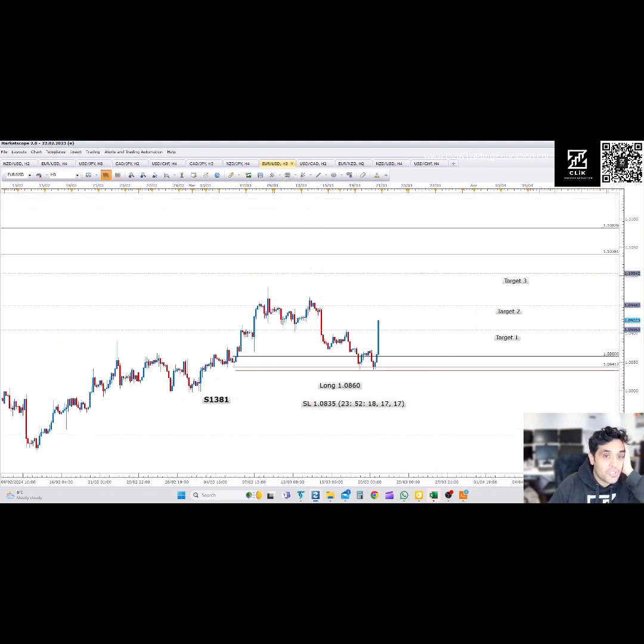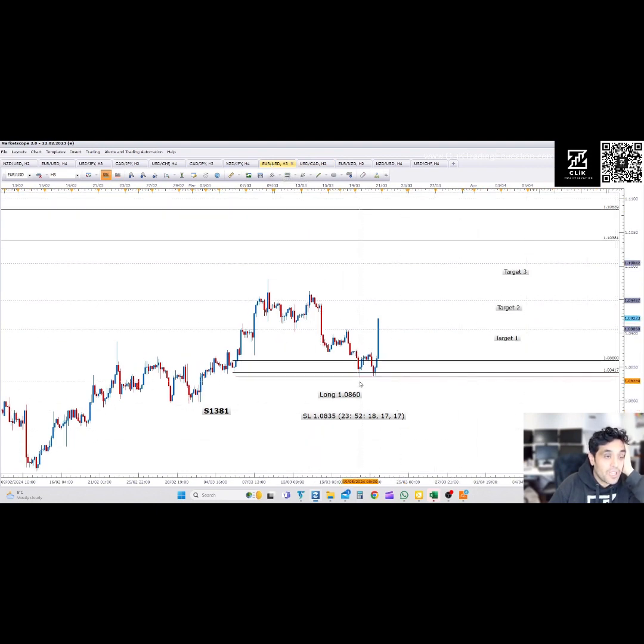Okay, so this was the euro dollar. We planned this yesterday, not to get in, and you can see what it's done. It literally just stopped us out. We had our stop loss at 1.0835. It went down to 1.0849. No, sorry, 1.0834. So it stopped us out by about one pip.